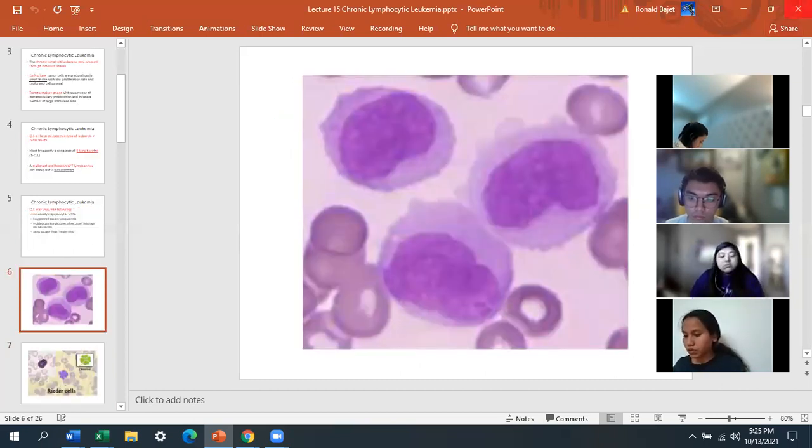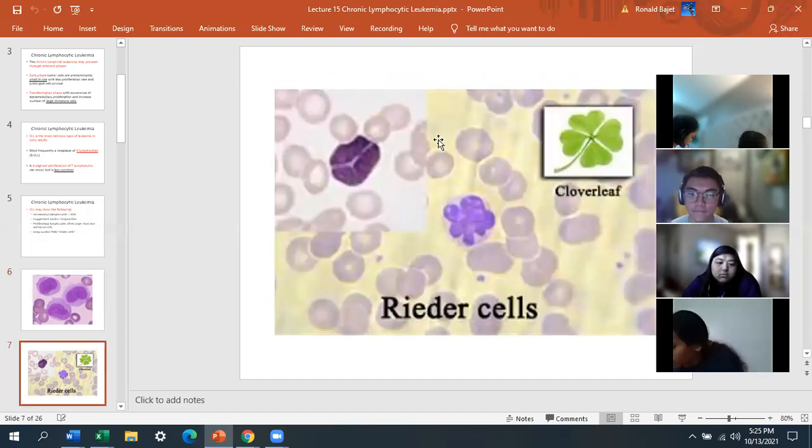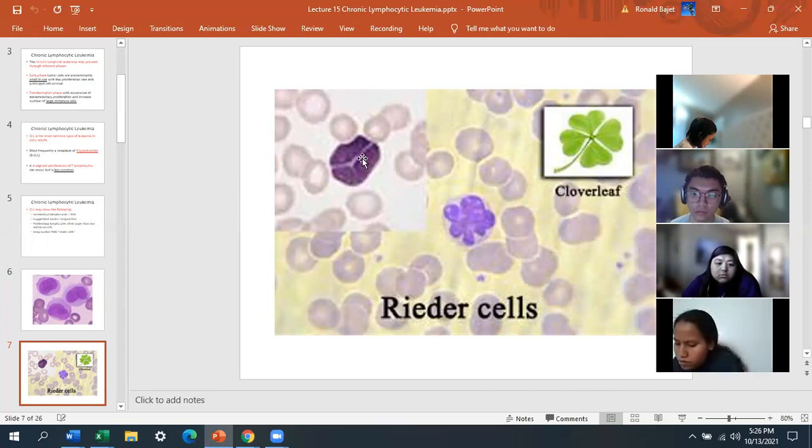I know these look like monocytes. To me, they look like monocytes, but they're actually lymphocytes. Okay. This is the Reiter cell. If you look at the nucleus here and look at the cloverleaf here, this is called a Reiter cell. And this cleft here is actually called a butt cell. Okay. And these are two types of abnormal lymphocytes.